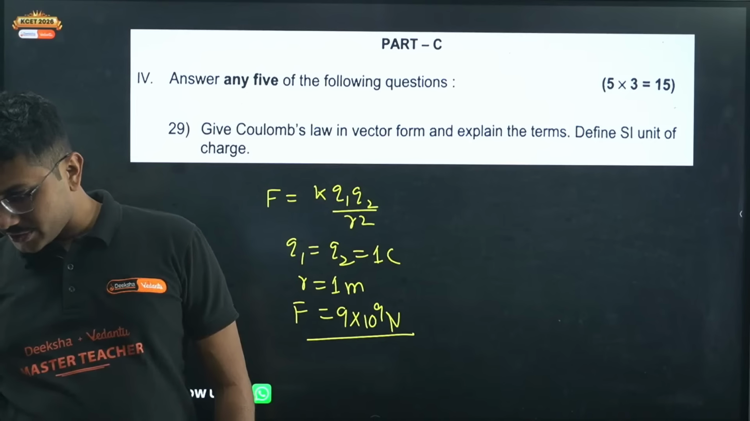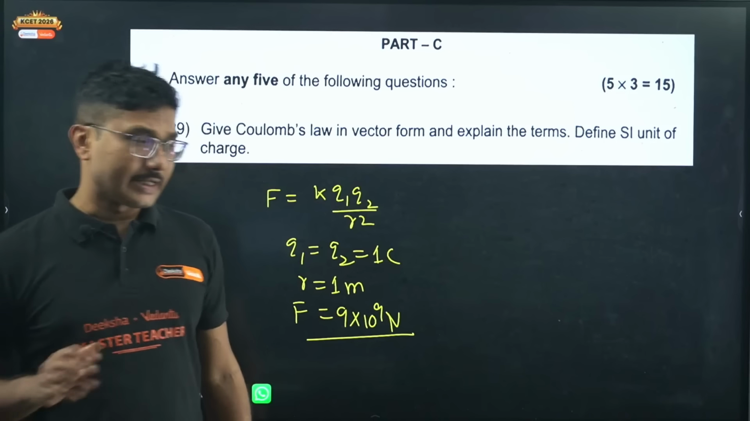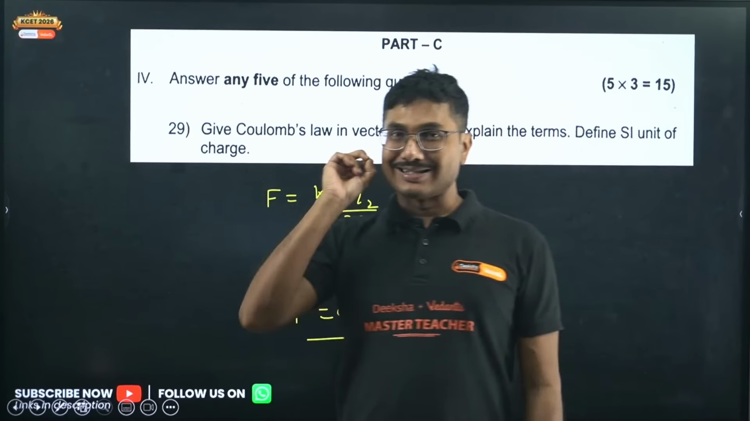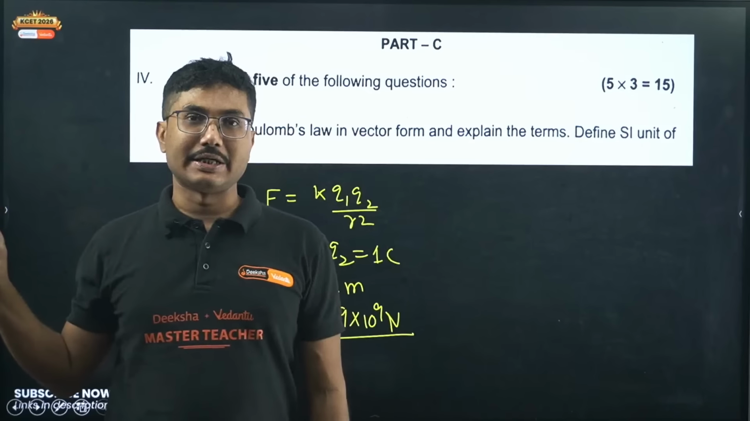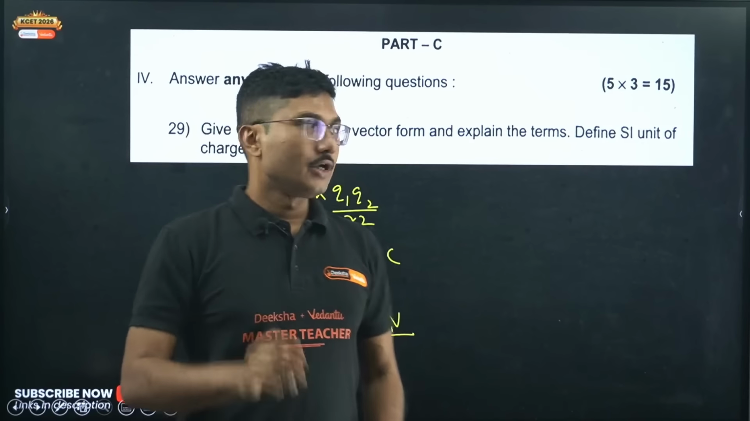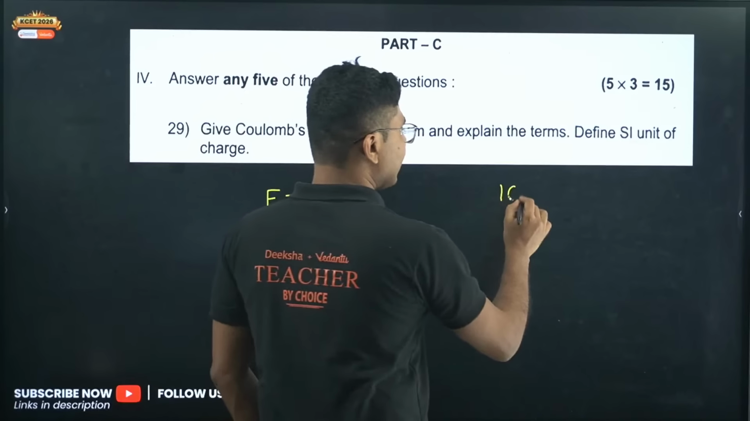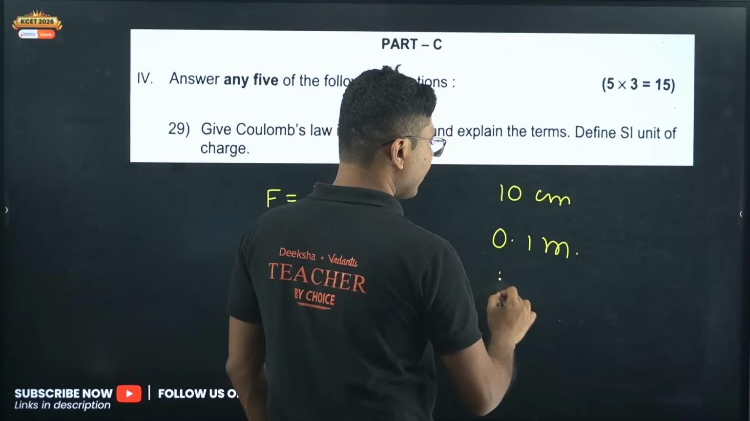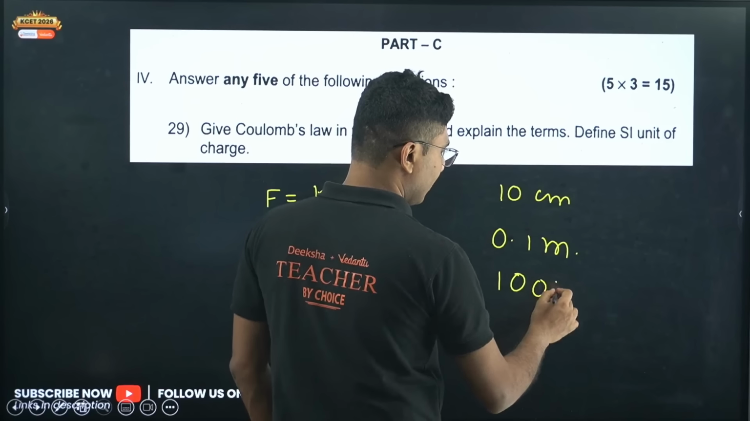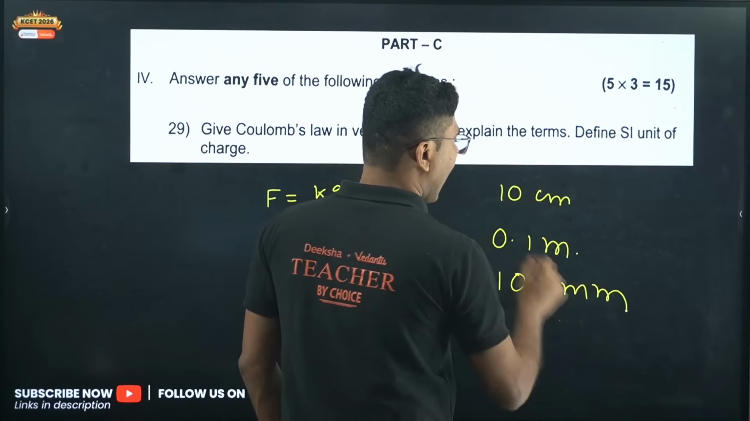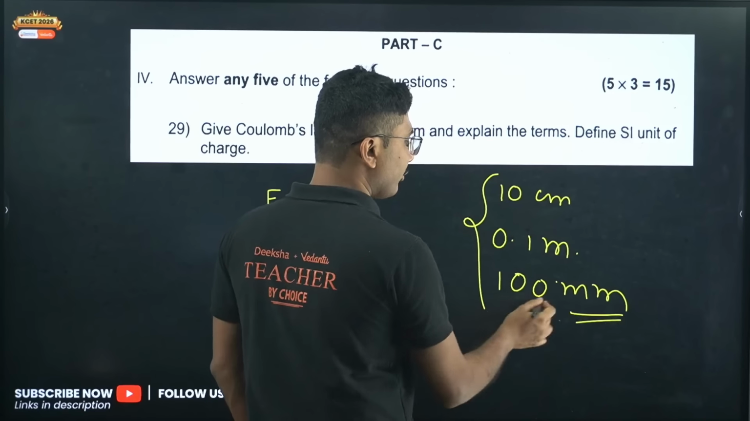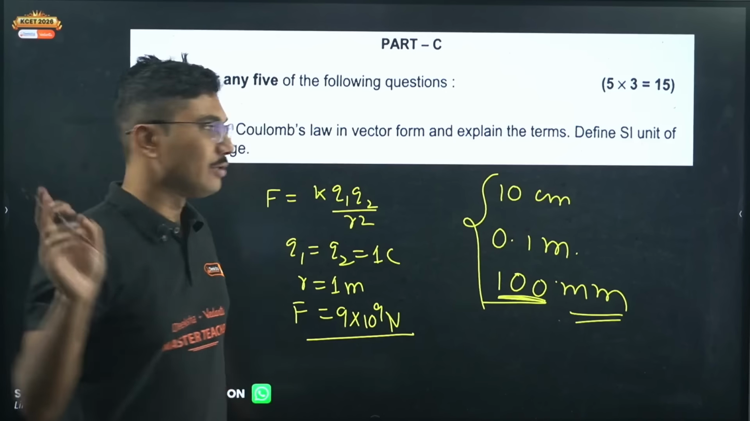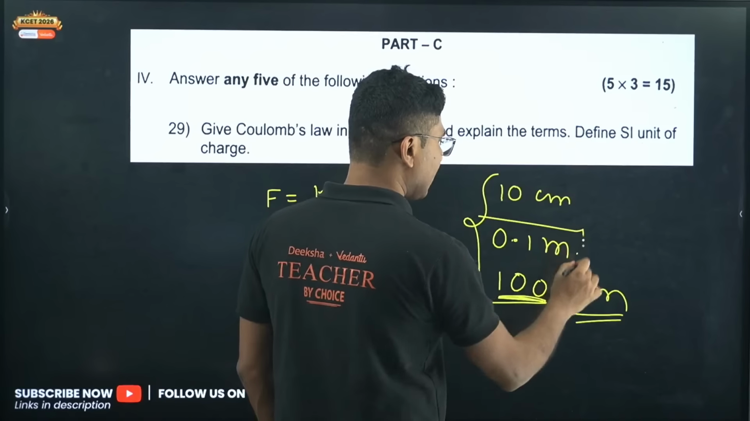No, in general instruction they do not ask you to mention in SI unit. You can answer as long as your answer according to the unit is correct, you should get full marks. So you got 10 centimeter, someone wrote 0.1 meter, someone wrote 100 millimeter. As long as according to your unit your value is correct, you will get full marks. In general, they do not ask you to answer in SI unit.